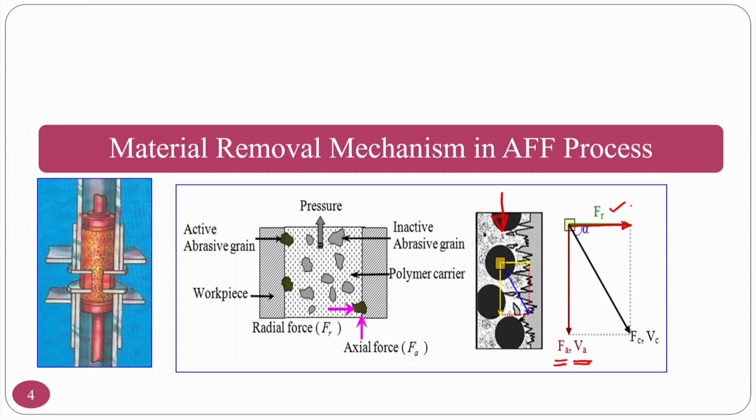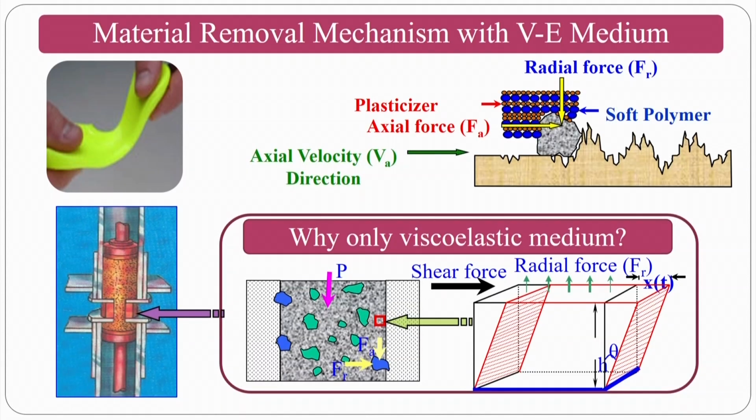Because of the radial force, this abrasive particle will try to indent on the surface, and because of the axial force and velocity it will try to move in this particular direction. Okay. This is FR and this is FA and VA, and this is FR, so that the chips will be generated and these chips will accumulate in the medium. How it will accumulate and all those things we will see. This is the mechanism that we have seen, and what we have not seen in the previous class is how this particular abrasive particle is going to get the assistance of viscoelastic nature.